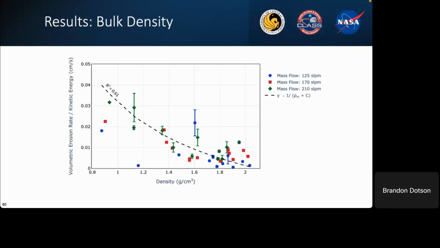And when we do that, we find it does generally fall along this line. It's not a perfect fit. These tests are definitely in the turbulent region and hard to see. But what we see from this, if you go next, is that erosion rate is inversely proportional to density.